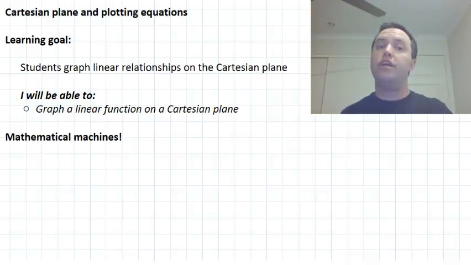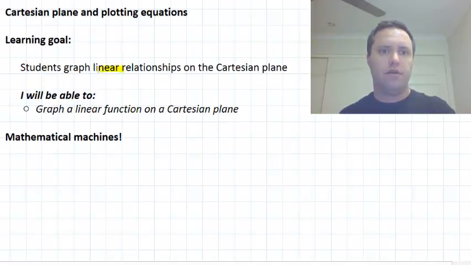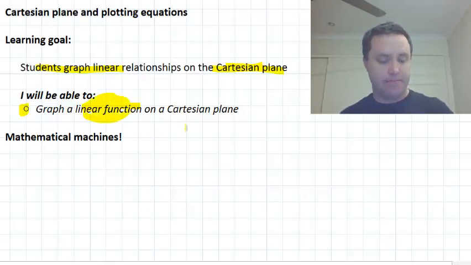Today we're going to be talking about Cartesian planes and how to plot equations. Okay, so our learning goal for this one is that you can be able to graph linear relationships on the Cartesian plane, and at the end of this you'll want to be able to graph a linear function, so that's a new term, on a Cartesian plane.